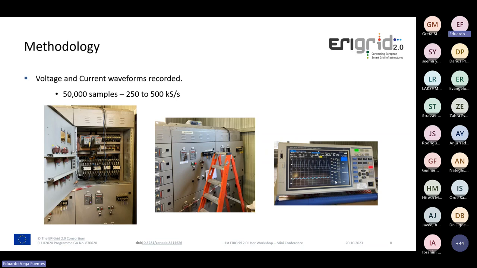The power analyzer was capable of gathering 50,000 values each time. So depending on the number of cycles we were interested in capturing, the sampling speed we used varied from 250 to 500,000 samples per second.